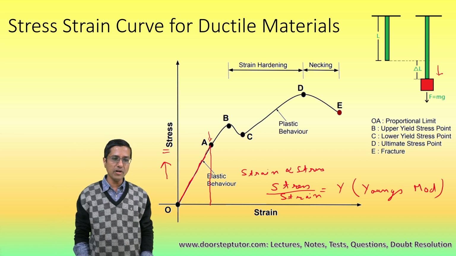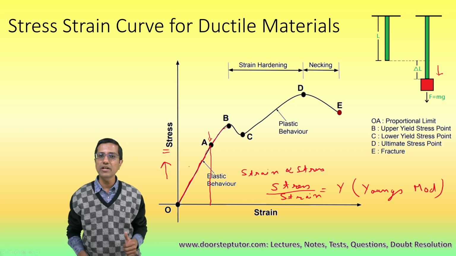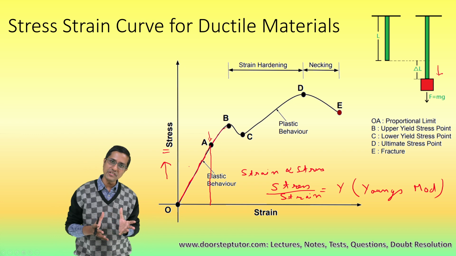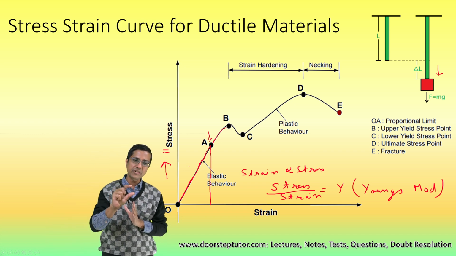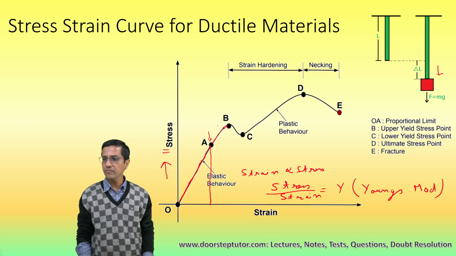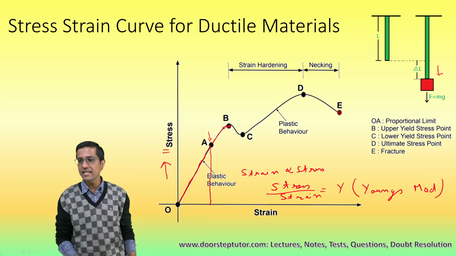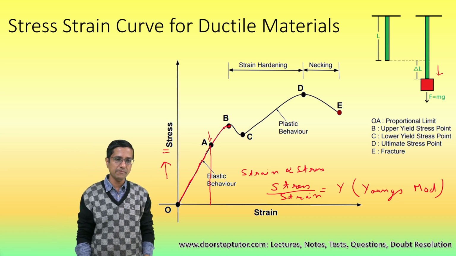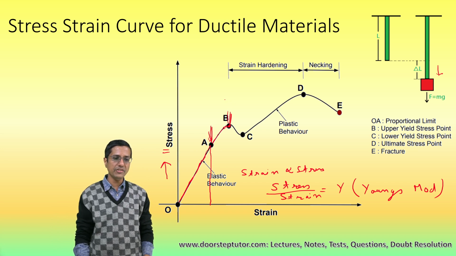After this, as I increase the stress further, the strain does not change that much. It is still changing, but slowly and gradually the change in strain decreases, and I reach point B. This point B is known as the elastic limit. The material is still elastic even in this region, but at point B I have reached the elastic limit.